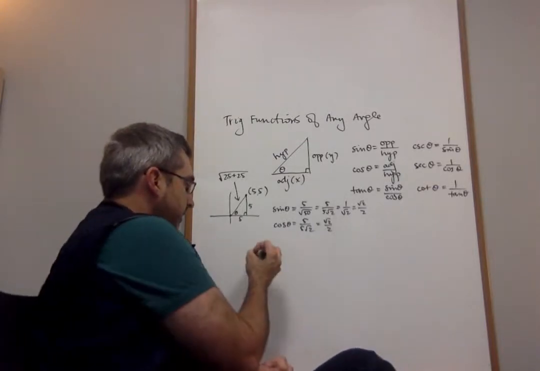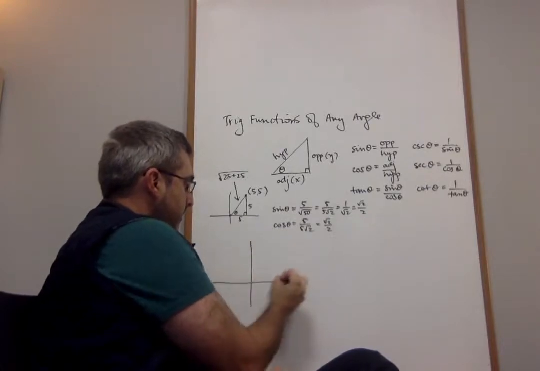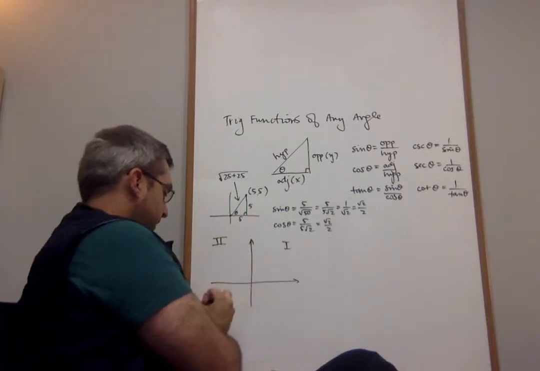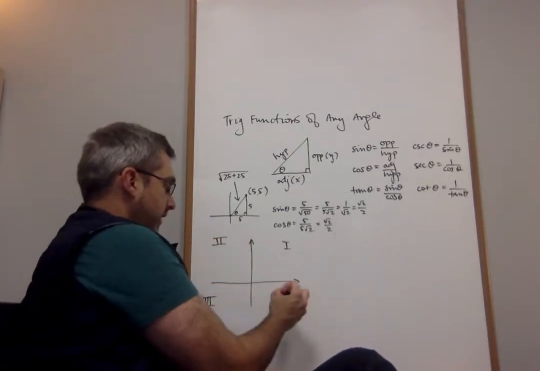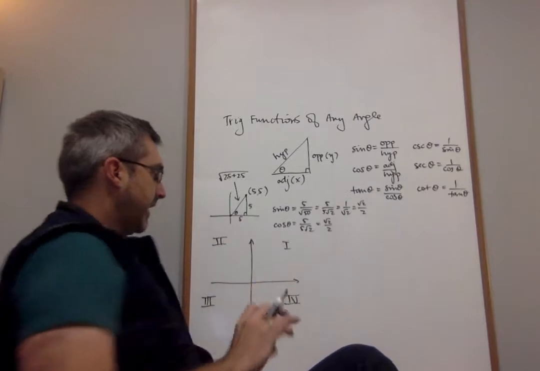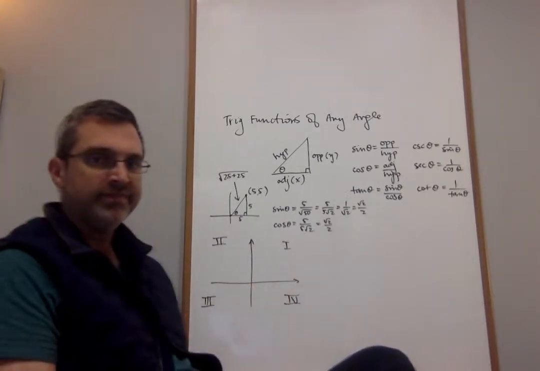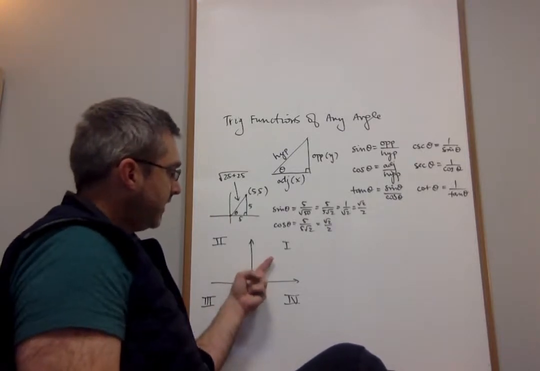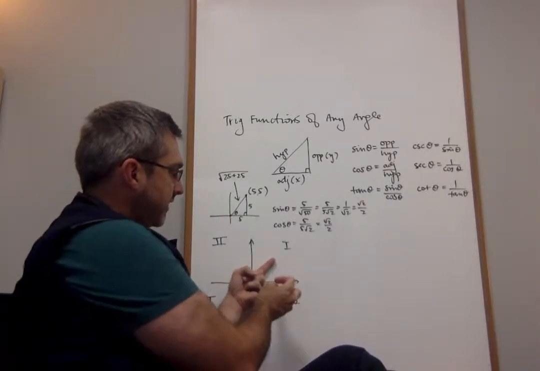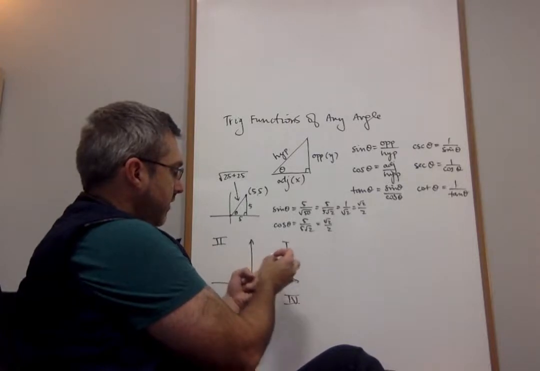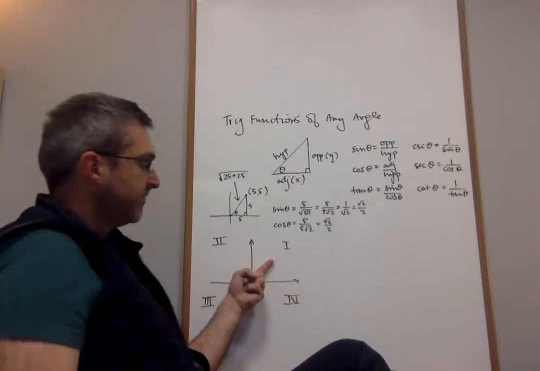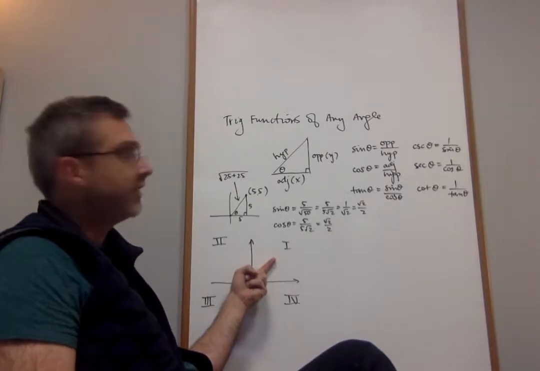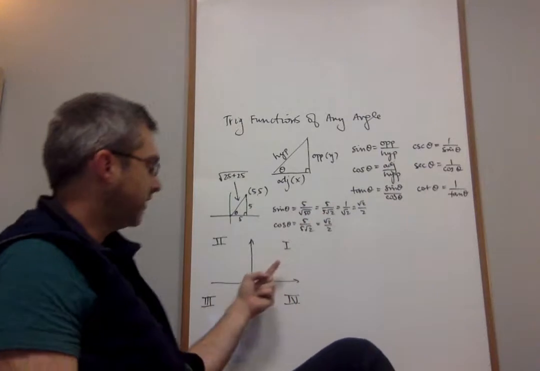A couple of things to notice. Remember, we've got 4 quadrants here: first, second, third, and fourth. Notice they're labeled by capital Roman numerals. That's very normal. For angles in the first quadrant, everything is positive. These sides are all positive, so the sine is going to be positive and the cosine is going to be positive, and therefore all of this stuff is going to be positive.